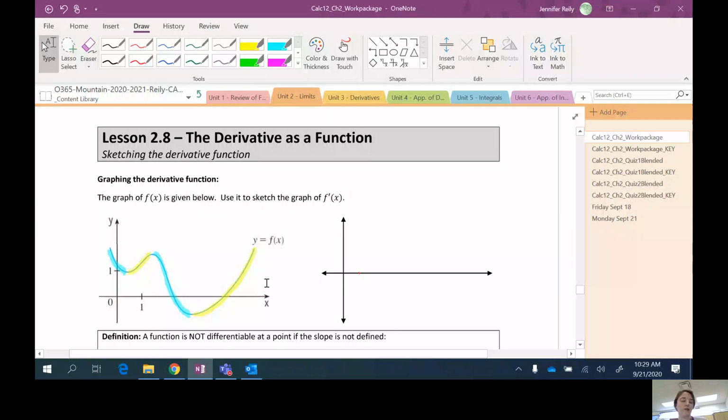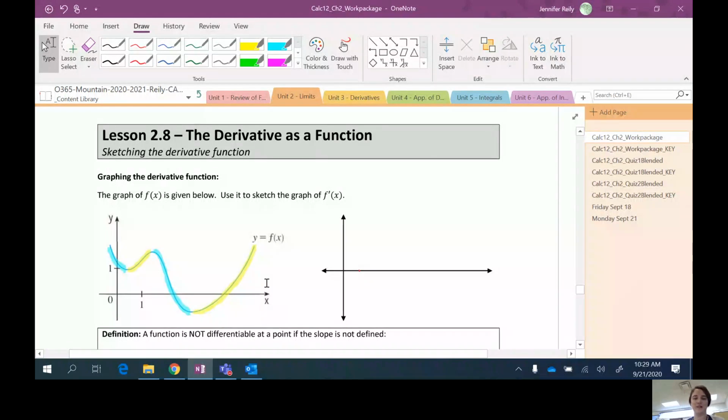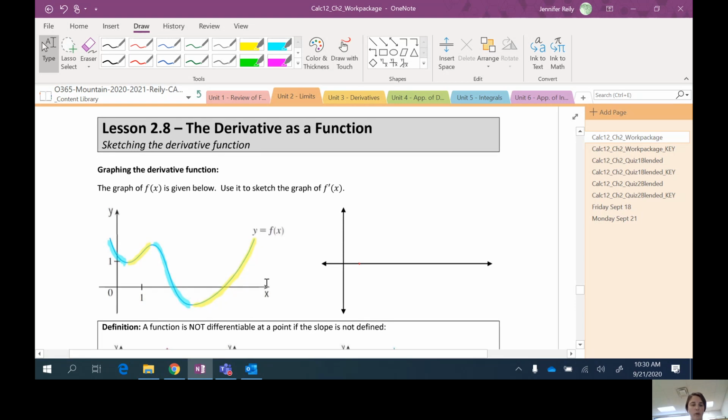This is a video to go over lesson 2.8, which is the derivative as an actual function. So today we're going to be sketching the derivative function given a graph of f of x. So I have one example to go over with you guys to start.